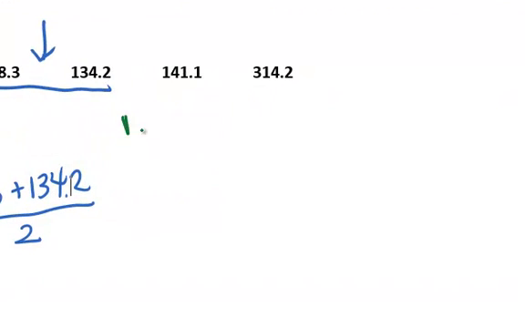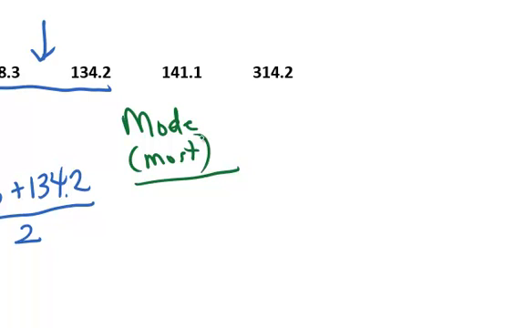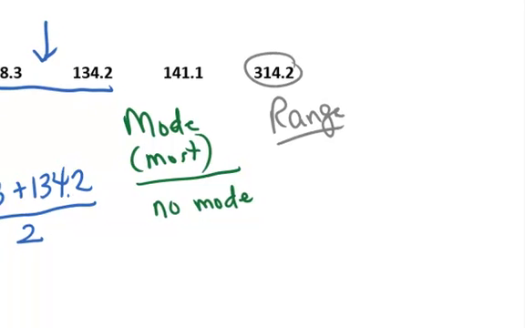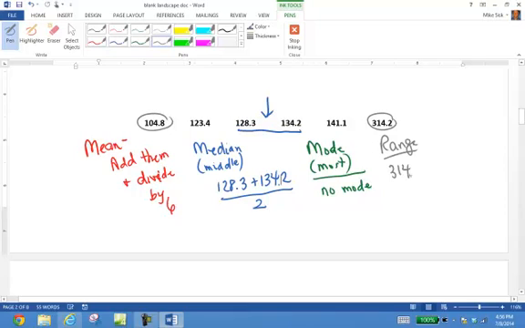The mode, the one that occurs the most. There is no value in this list that occurs the most. Each value occurs once, so in this case, there is no mode. The range, I take the highest and the lowest values, and I subtract them. And that answer will give you the range.